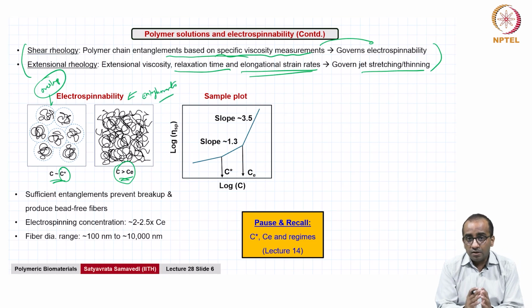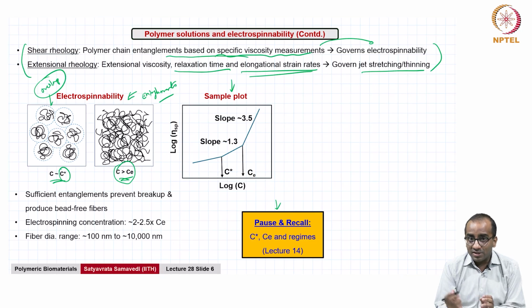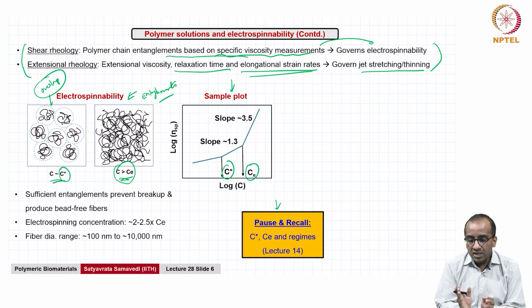And can you recall from our discussions in lecture 14 what these regimes are called? If you've paid careful attention to those lectures, you will be able to immediately recall that these are called the semi-dilute unentangled regime and the semi-dilute entangled regime, right? Now, we have also seen a plot between specific viscosity and concentration in that lecture, and I am showing here a very similar plot, but now this is a sample plot where the identification of C star and Ce is done using changes in the slope.